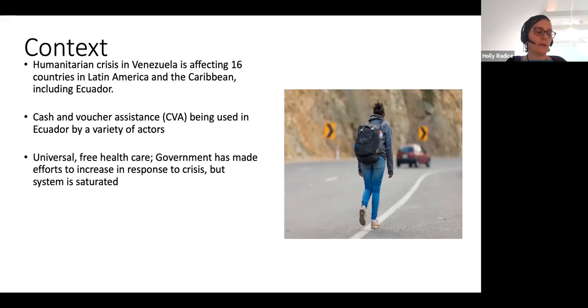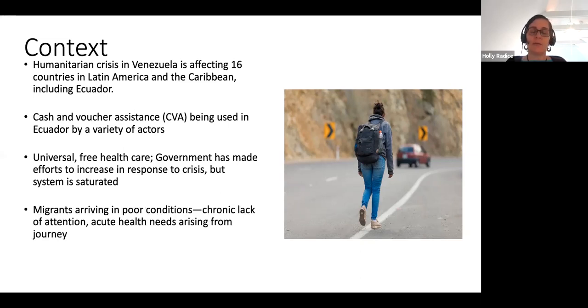In Ecuador, healthcare is universal and it's free, irrespective of your nationality or your status. The government has made efforts to increase the response, but one can say that it's saturated because of the demand, especially in the areas where migrants are congregating. Migrants are arriving in poor states. Many have chronic health issues because of lack of attention from the collapse of the services in Venezuela, and that's really worsened by acute health needs because of their journey.